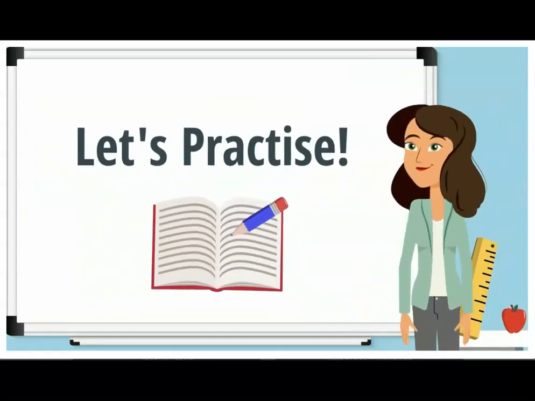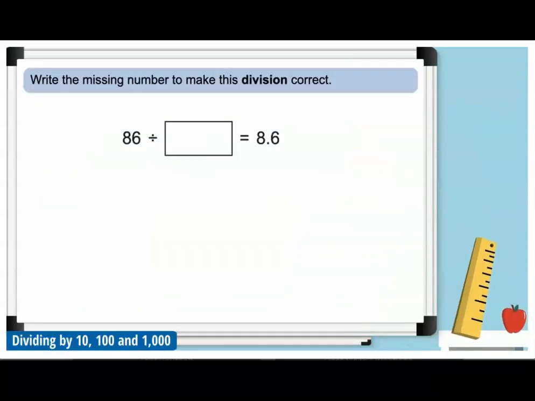Let's practice. Write the missing number to make this division correct. 86 divided by blank equals 8.6. Now pause the video and see if you can work it out. Did you figure it out? The missing number is 10.